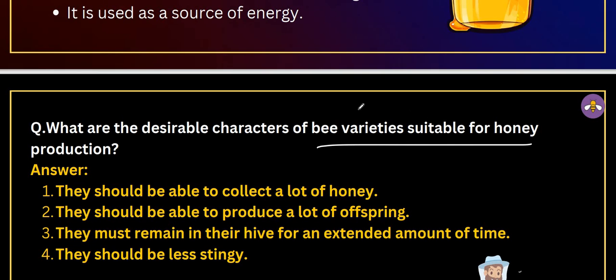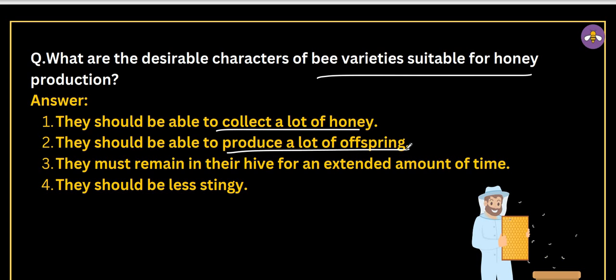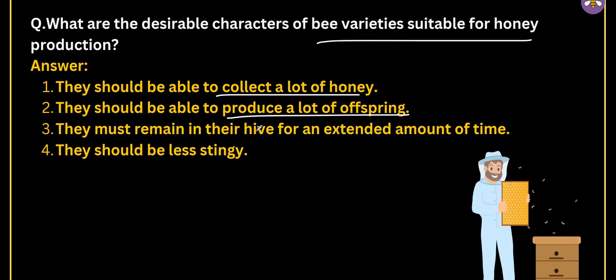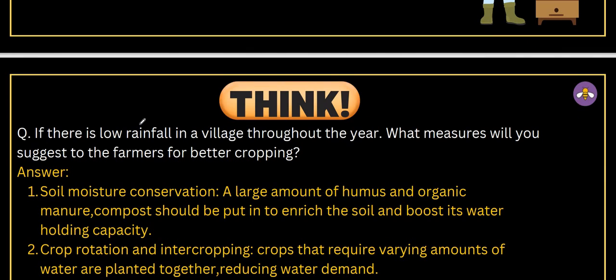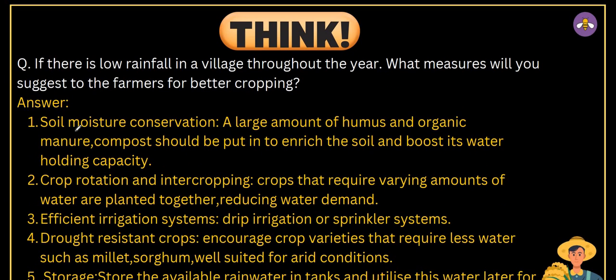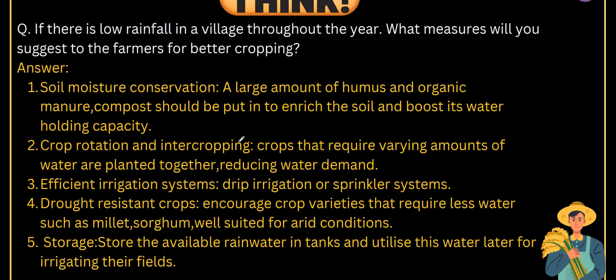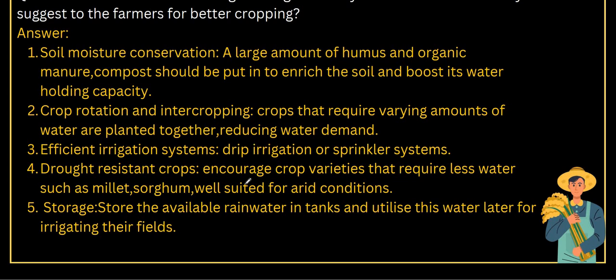What are desirable characteristics of bee varieties suitable for honey production? They should be able to collect a lot of honey, and they should produce a lot of offspring. They must remain in their hive for an extended amount of time so that they can collect more nectar and all these things. Think, if there is low rainfall in a village throughout the year, what measures will you suggest to the farmers for better cropping? So, see, if there is low rainfall, then they should go for rabi cropping or zaid cropping, or soil moisture conservation. A large amount of humus and organic manure compost should be put in to enrich the soil. Crop rotation and intercropping should be done, and mostly rabi crops or drought resistant crops should be planted. They should use an efficient irrigation system. They should take water from nearby rivers and all. If rivers are not there, then when it sometimes rains, they should store a little bit of water and all.